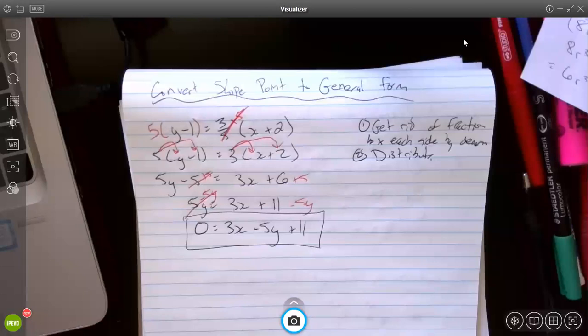Let me know if you have any questions about this. Being able to convert between different forms of the line is really important. So we did 3 different conversions today. We also did a couple conversions the last couple days. So just make sure you're familiar with that, as well as how to read a graph. Okay, let me know if you have any questions.